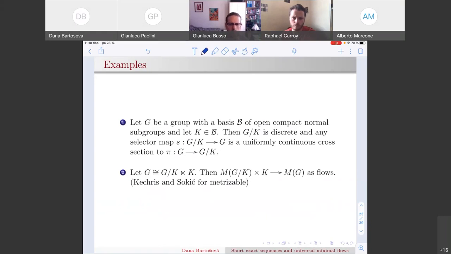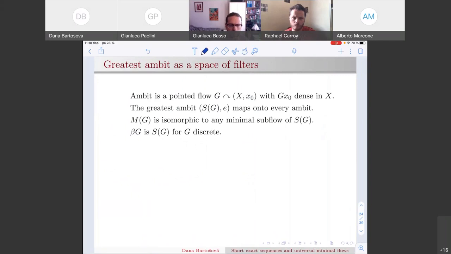Okay, so these are something to make it worthwhile. And this is one thing that I wanted to point out again, because we're in a logic seminar, people might care about understanding these flows in terms of filters. So we said that for the discrete group, the greatest ambit is just the space of all ultrafilters. And then the universal minimum flow was the abstract characterization, done by looking at it as a subspace of the greatest ambit. So we do the same here as well.